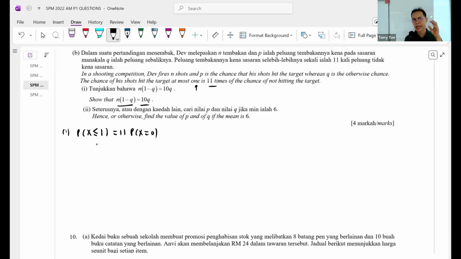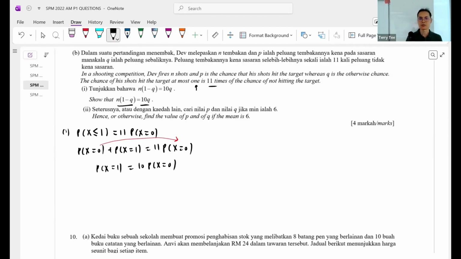So when we say at most once, it is 0 and 1 added together. Okay, this is 11 times P(X = 0). So I'm going to transfer this over to the right-hand side. When you bring it over to the right-hand side, this is P(X = 1). This is 10 times P(X = 0). Okay, next we're going to use a formula. So what is the formula here?